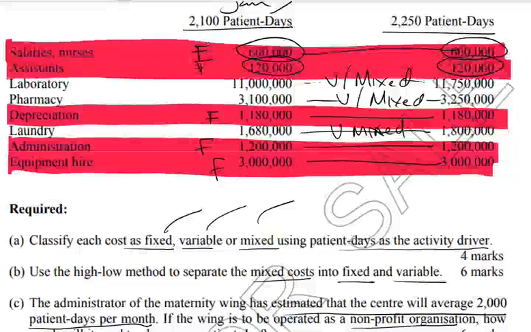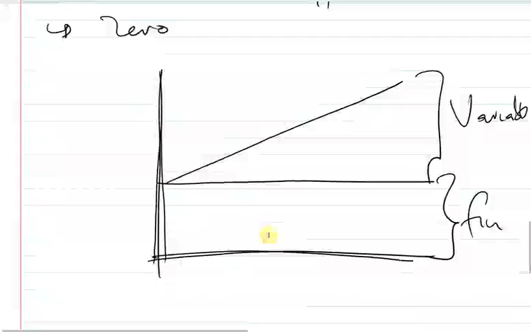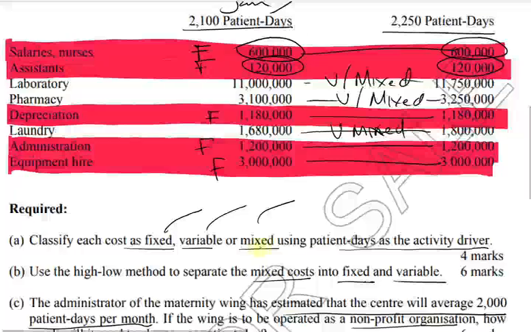So we are remaining with the others. We need to know if each is a variable cost or not. For us to know if it's a variable cost, it means that cost per unit will be the same. For example, laboratory: you have 2,900 here, and here you have 2,250. So the lab cost was 11 million here.